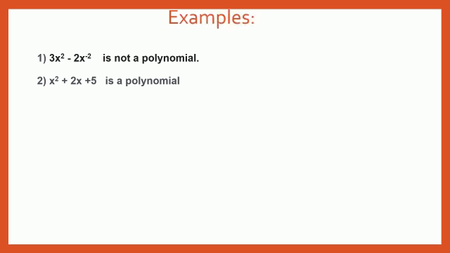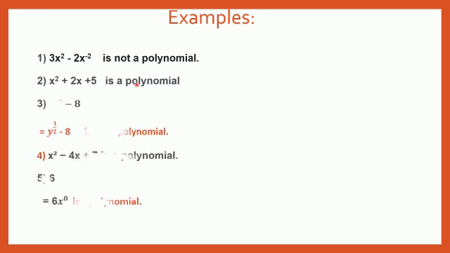Now let us consider some more examples. 3x squared minus 2x to the power minus 2. Here minus 2 is not a whole number. 3x squared, the exponent of this term is a whole number, but here minus 2 is not a whole number, so it is not a polynomial. x squared plus 2x plus 5. Here exponent is a whole number, so it is a polynomial.